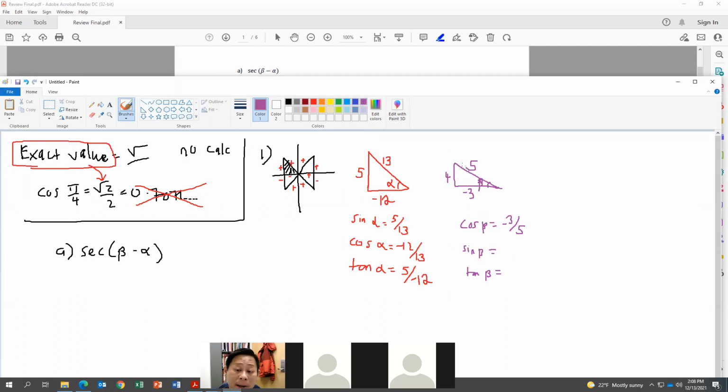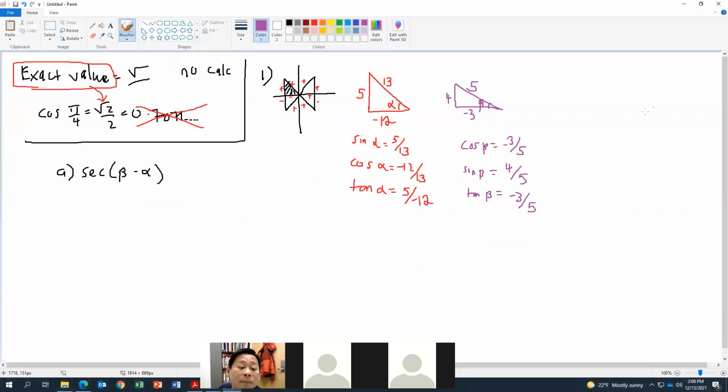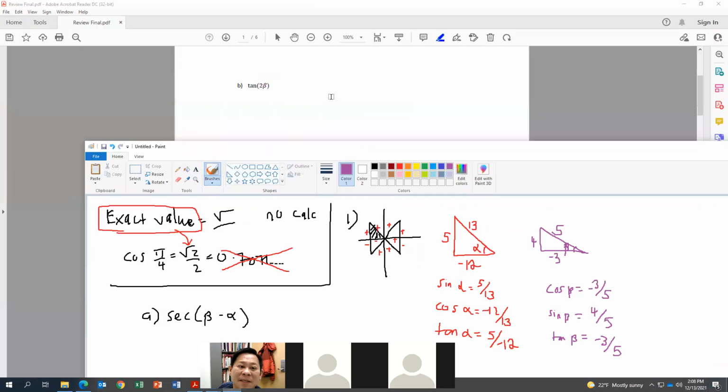Do the same thing for beta. So since cosine beta is -3/5, can you tell me what is sine beta and tangent beta in this case? Sine beta in this case is 4/5, and tangent beta in this case will be -3/5. Okay. Now, you have to do this first before you do question A, B, C.